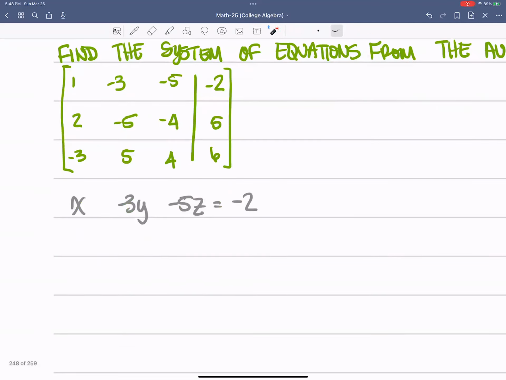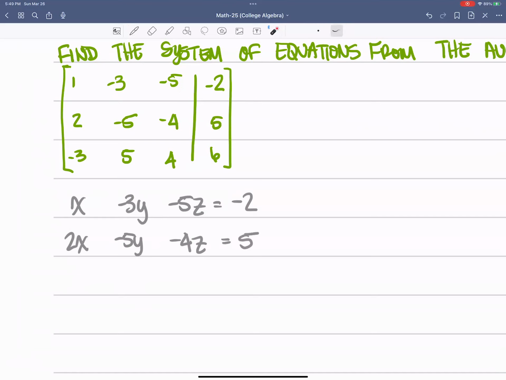And now for the second equation, we're writing those coefficients. Again, this is a coefficient for x, for y, for z, and this is our constant. So we have 2 for the coefficient of x, a -5 for the coefficient of y, a -4 for the coefficient of z, and a +5 for the constant. So here we have 2x minus 5y minus 4z is equal to 5.